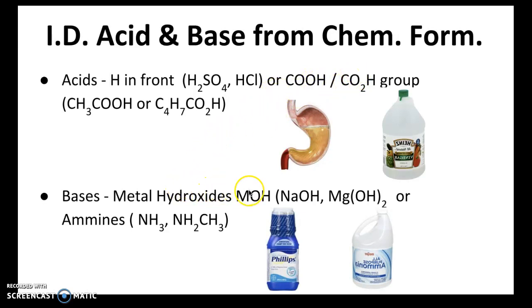Bases, on the other hand, there are 2 types of those. You have metal hydroxides, so you have a metal and then you have an OH, and then there are also amines. Now amines, you'll see a nitrogen in the front, and then there are 3 groups after. Those groups can be hydrogens or hydrocarbons. When I say hydrocarbons, I mean things like carbon and hydrogen. So this would be ammonia, and then this one is known as methylamine. So this is a methyl group, and it's an amine.